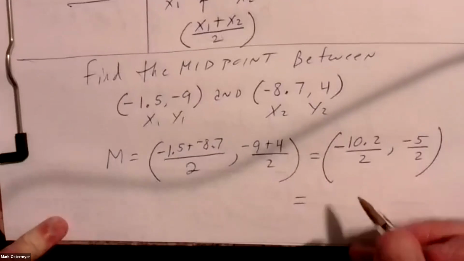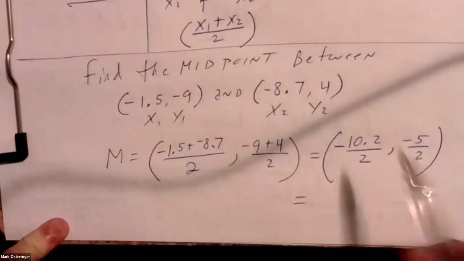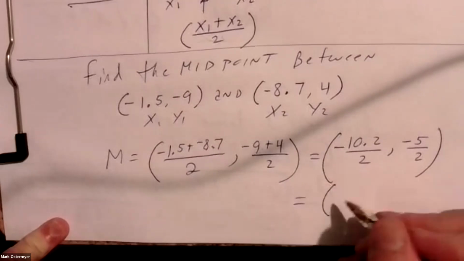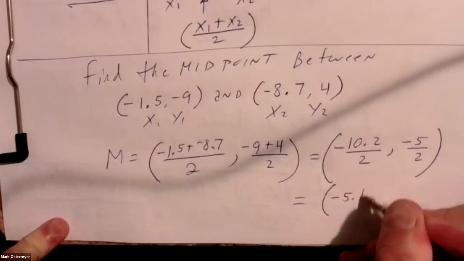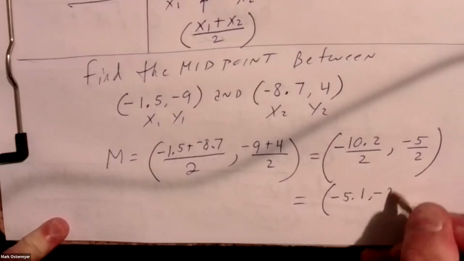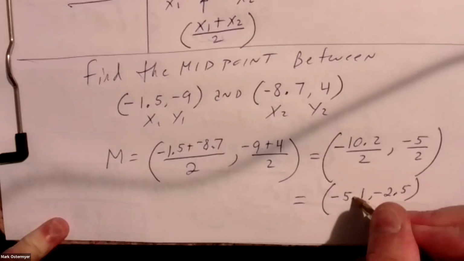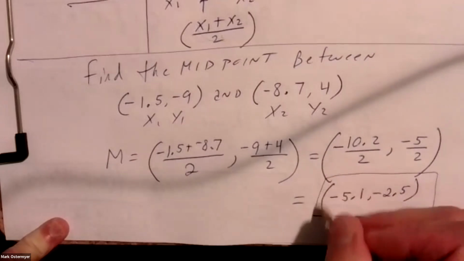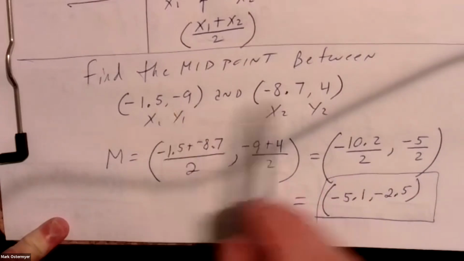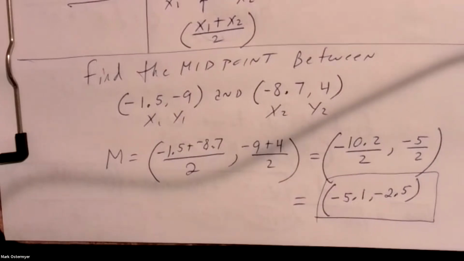So the midpoint, the point halfway in between these 2 points, is going to be negative 5.1 for the x coordinate, and the y coordinate would be negative 2.5. And that would be our midpoint. So that is the midpoint between these 2 points here. Any questions how I applied the midpoint formula there?